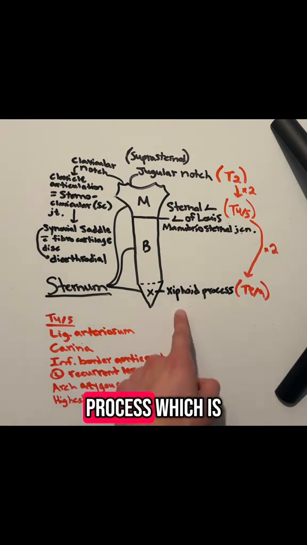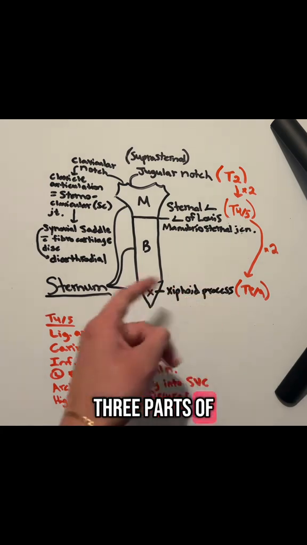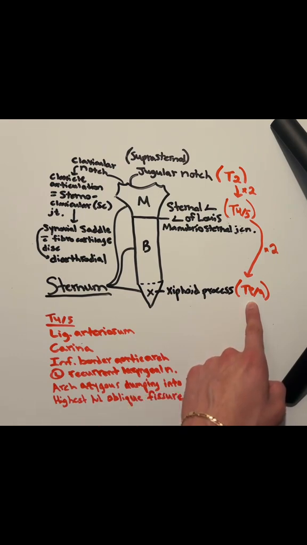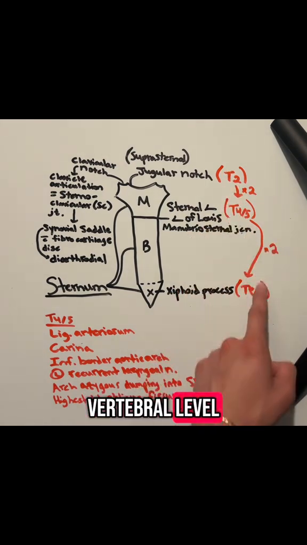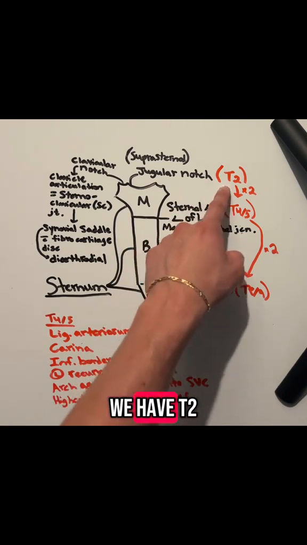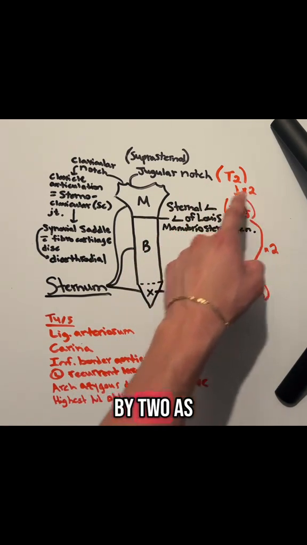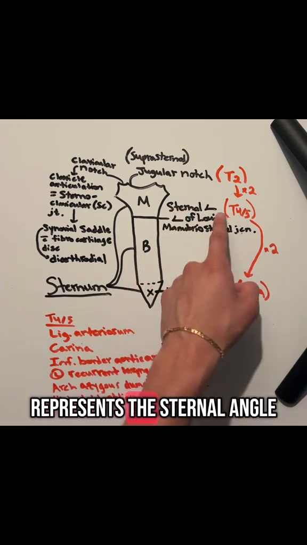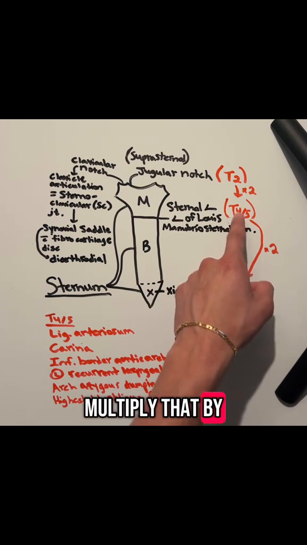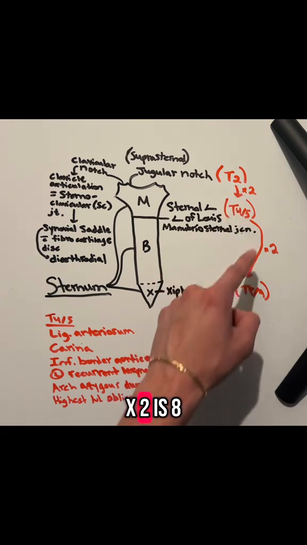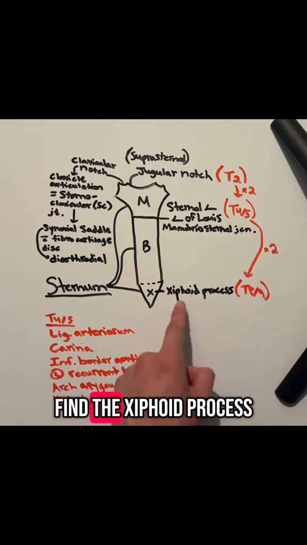And the xiphoid process, which is one of the three parts of the sternum, is found at vertebral level T8, T9. So the way we remember the vertebral level that these different bony landmarks are found at is that starting on the most superior aspect with the jugular notch, we have T2. You multiply that by 2 as you go down, and we get 4. So T4, T5 represents the sternal angle. Multiply that by 2, and we get T8. So 2 times 2 is 4, times 2 is 8, and T8, T9 is where we find the xiphoid process.